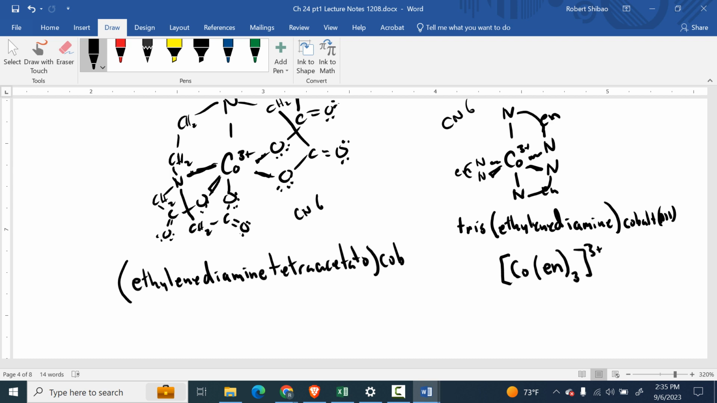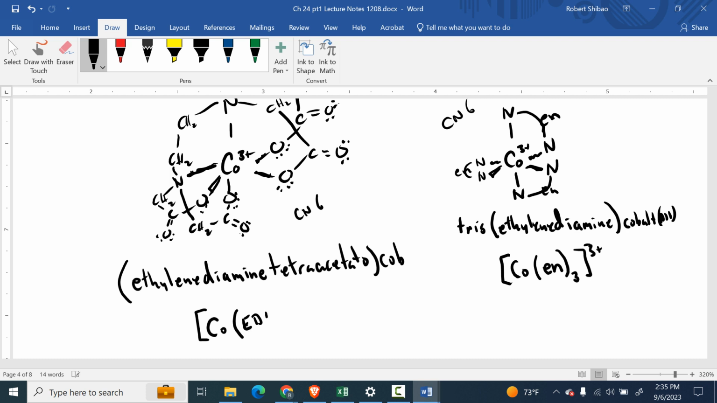4 minus. What's the charge on cobalt? 3 plus. And so the net charge comes out funny because over here we had a positive charge. Over here we throw the cobalt in the center. It's still cobalt 3. And then here we could use the abbreviation.